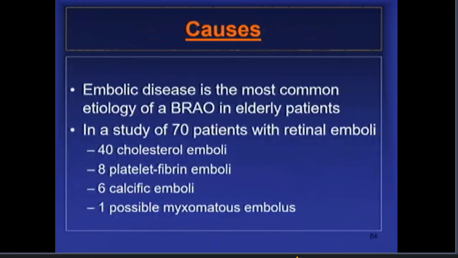Emboli disease is the most common etiology of branch retinal artery occlusion, when you compare it with central retinal artery occlusion. In a study of 70 patients with retinal emboli, we have 40 cholesterol, 8 platelet fibrin emboli, 6 calcific emboli, and 1 possible myxomatous emboli.